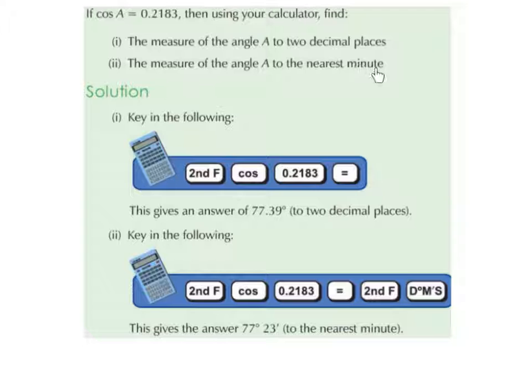Now we want to round it off to the nearest minute. So we're going to press second function, cos, 0.2183, equals, second function, and our degree, minute, seconds button. This gives an answer of 77 degrees and 23 minutes, and this is to the nearest minute. This makes sense because with 77.39 degrees, if we multiply 0.39 by 60, because there are 60 minutes in an hour, we end up with 23.4, which rounds off to 23. So 77.39 degrees is actually 77 degrees and 23 minutes.